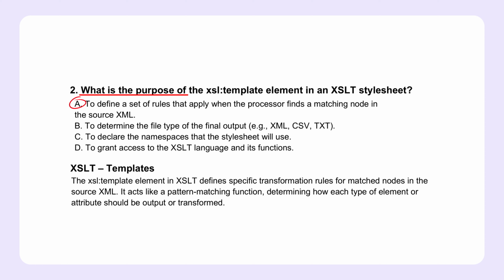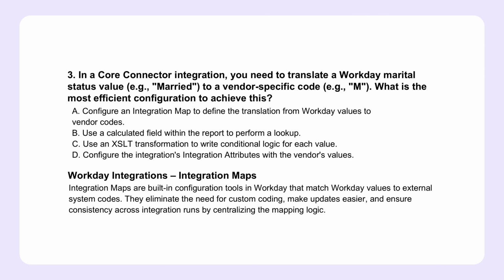We've explored the power of XSLT for that kind of granular data transformation. But sometimes you don't need that level of complexity, right? True. And Workday has some incredibly efficient built-in tools for more common integration needs. Let's explore those. The simpler stuff often has a simpler solution built in. Exactly. So imagine you need to translate a Workday marital status value, like Married, to a vendor-specific code, maybe just M. Common scenario. What would be the most efficient configuration to achieve this within Workday? Not necessarily the most complex, but most efficient.